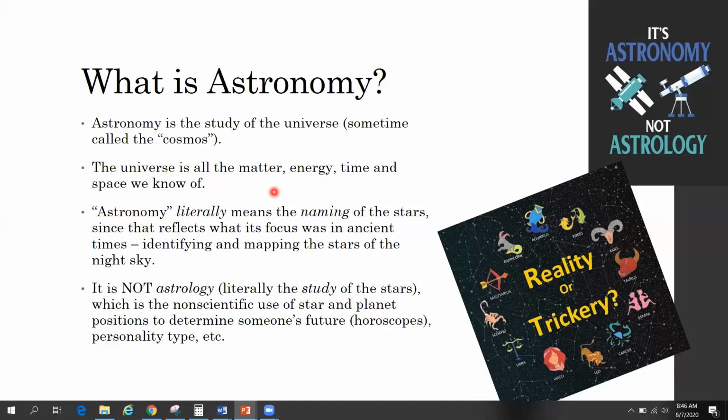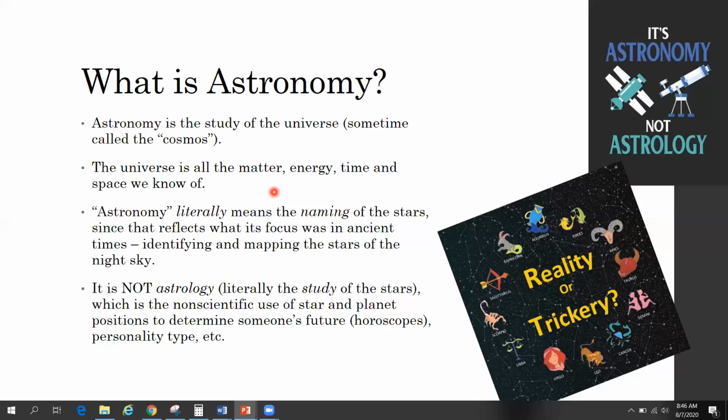Astronomy is really one of the oldest sciences because its roots go back to the earliest times where people tried to make sense of the night sky above them, and really the daytime sky too. But of course, the night has all of these different stars and planets we can see, aside from just the sun and the moon. So again, one of the original functions of astronomy was identifying and mapping the stars of the night sky, and we still have that reflected in the name we use today.